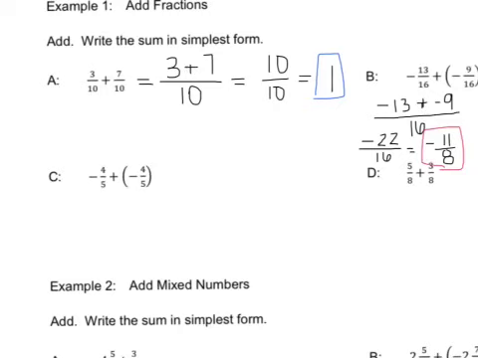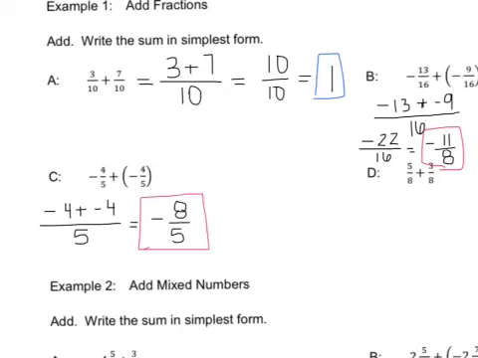Go ahead and pause the video, try C and D, and then come back and see how you did. For C, you should have taken negative 4 plus negative 4 over 5. Negative 4 plus negative 4 is negative 8 over 5. Those can't be reduced, so you're finished. And then D, you have 5 plus 3 over 8, which is 8 over 8. So you should have ended up with 1 for that answer.